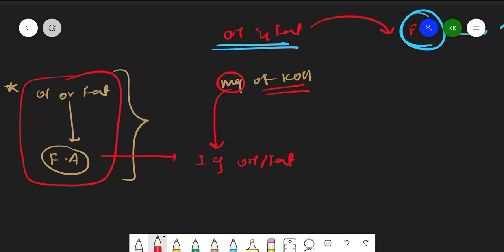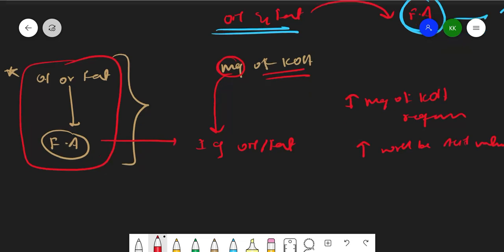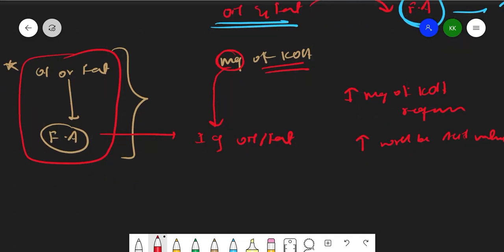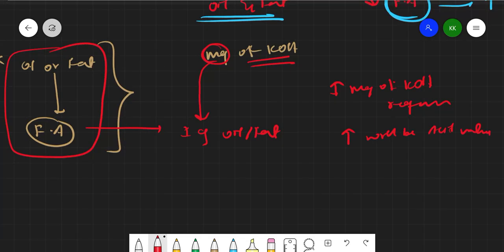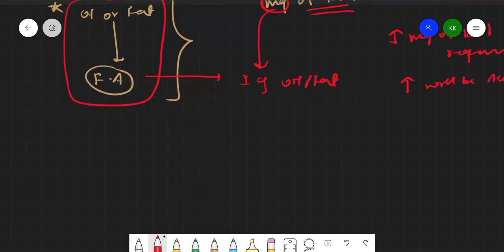So the greater the milligrams of KOH required, it means the greater will be the acidic value. It all means the oil or fat container will have more fatty acid. Because of that, we require more KOH to neutralize that fatty acid. So it means the oil is impure, that it is converted to fatty acid, like that we can call. So this is how we use this acidic value to see whether the oil is pure or not, whether the oil is good or not, like that we can do.